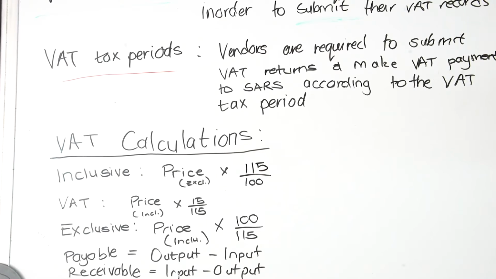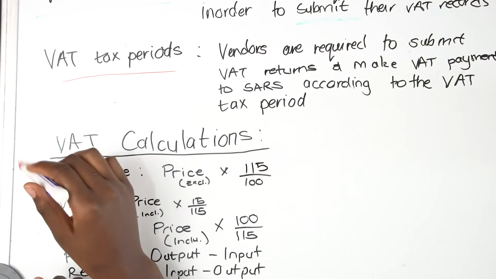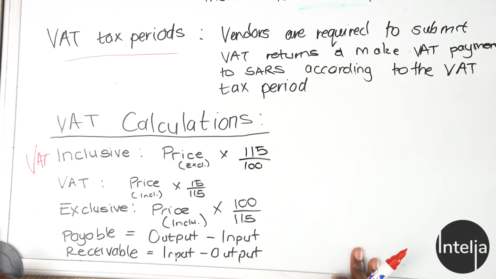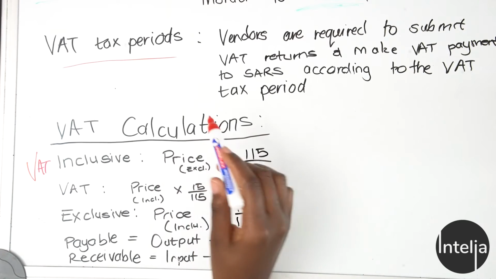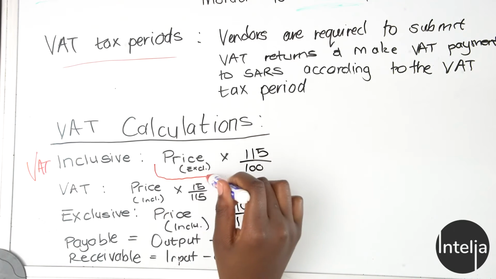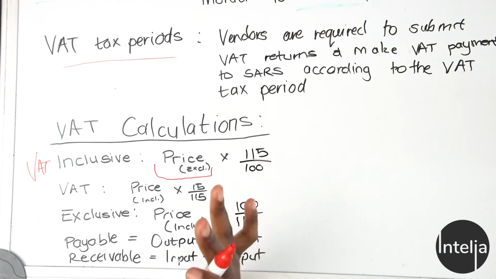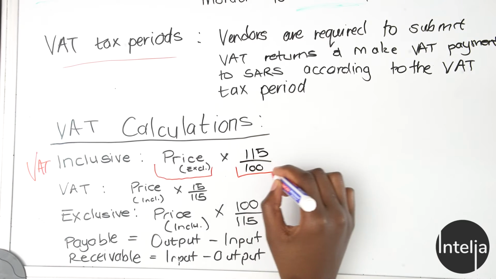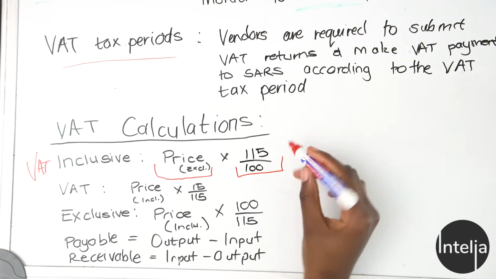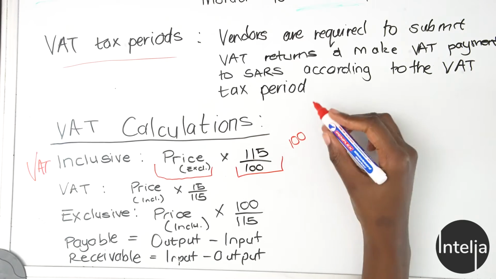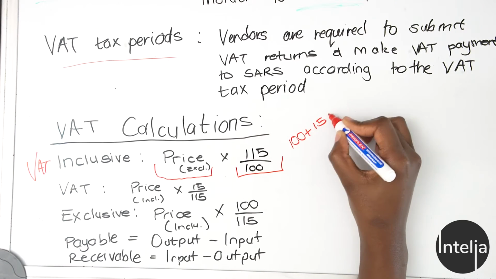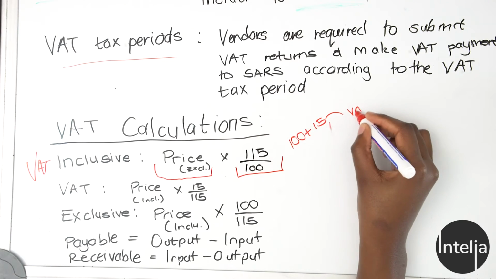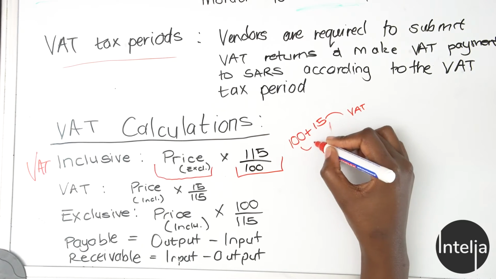Okay, so the first calculation is to find VAT inclusive. To find VAT inclusive, it's the VAT exclusive amount, because they'll write VAT and then exclusive in the brackets, multiplied by 115 over 100. Basically that's 100% of the price plus 15%. So this is the VAT and this is the selling price.